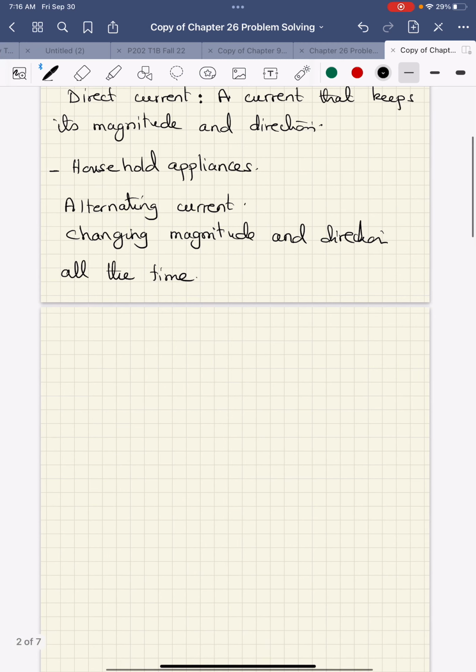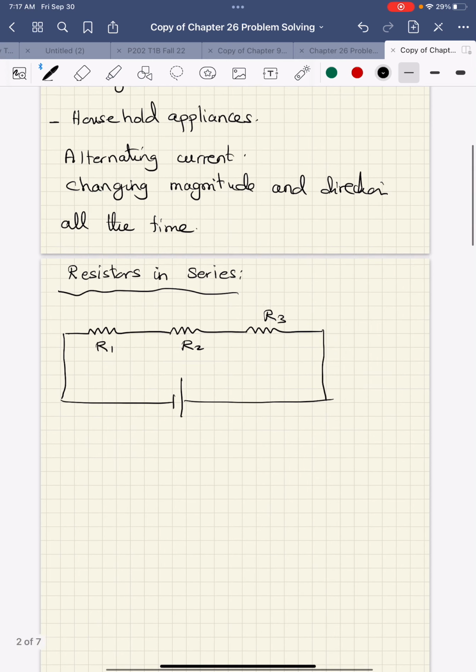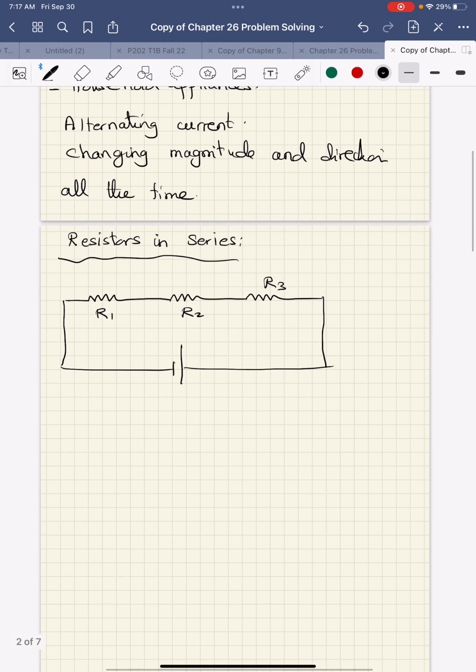Now, when we wire resistors in circuits, we have two types of connection. Resistors can be connected in series. Let's say this is the first resistor, R1, this is R2, and this is R3, and they are connected to one voltage source like this. We call it in series. These are connected one after another.